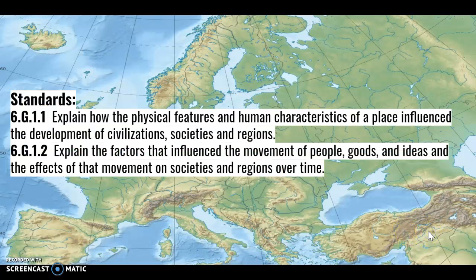There are 2 geography standards. Explain how the physical features and human characteristics of a place influence the development of civilizations, societies, and regions. Explain the factors that influence the movement of people, goods, and ideas, and the effects of that movement on societies and regions over time.